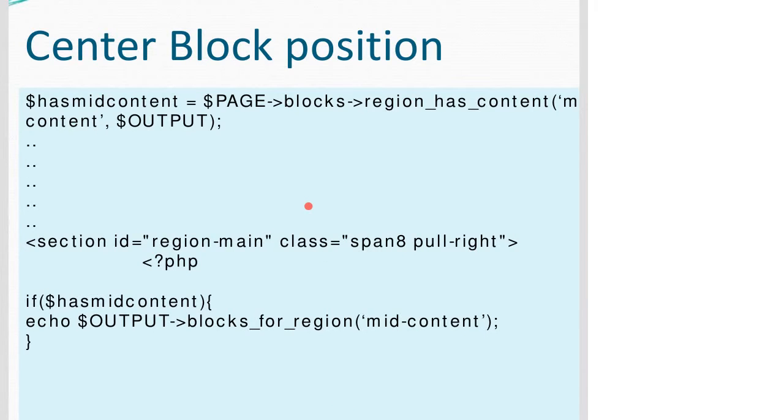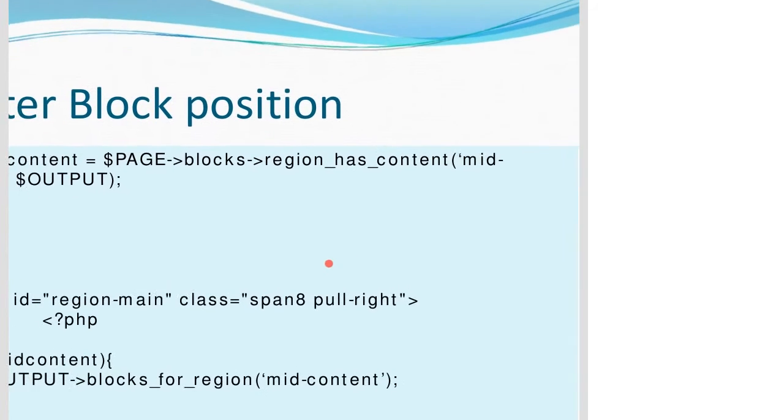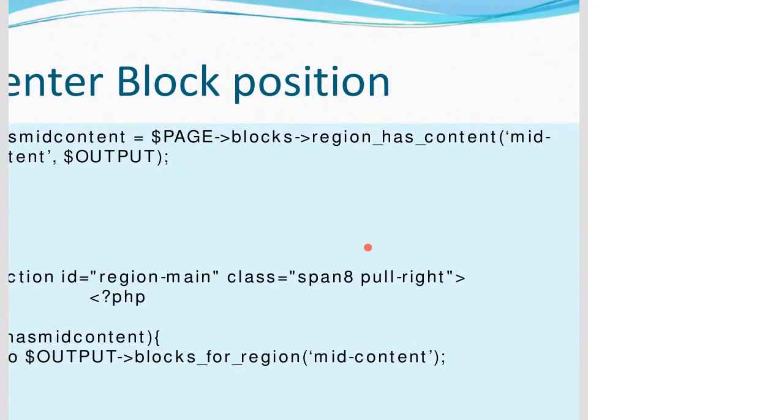Also about block positioning or block regions. Most Moodle themes are not defining new block regions other than the left and the right, which are the side pre and the side post regions. In case you have to define a new region in your theme, this is a development code overview. In the layout file, we've added a new block region, which I am calling mid content here.